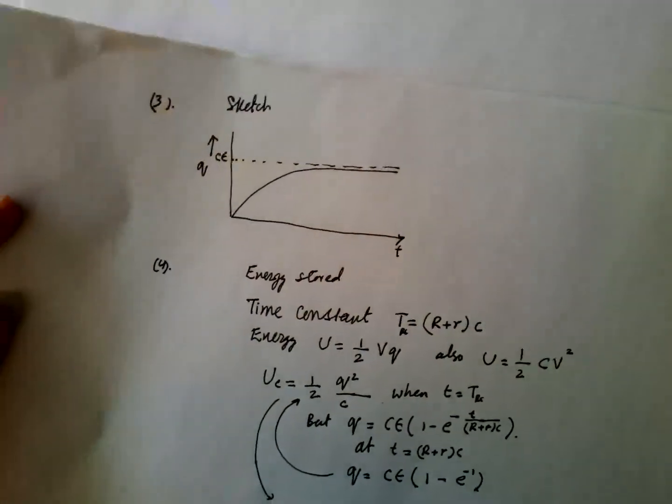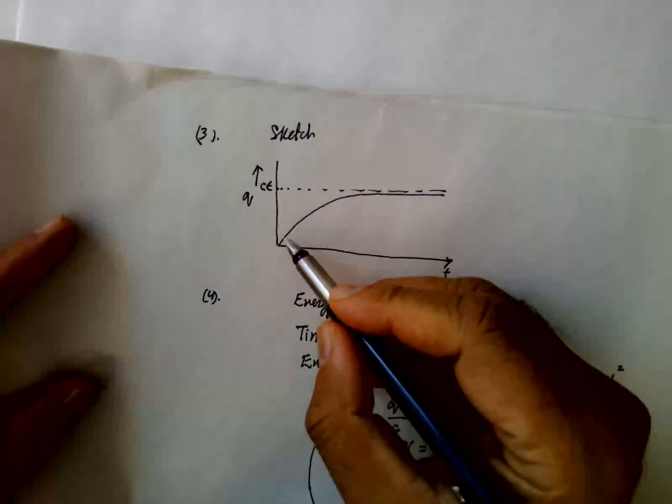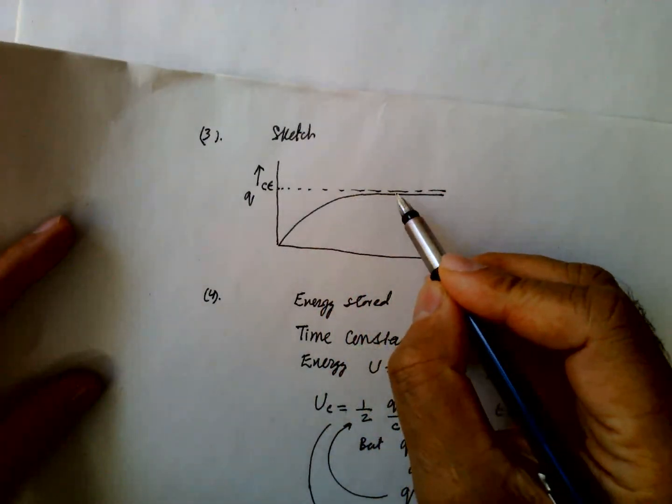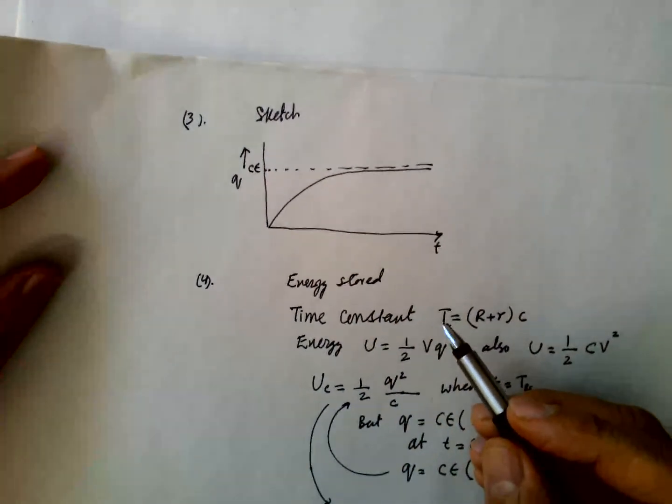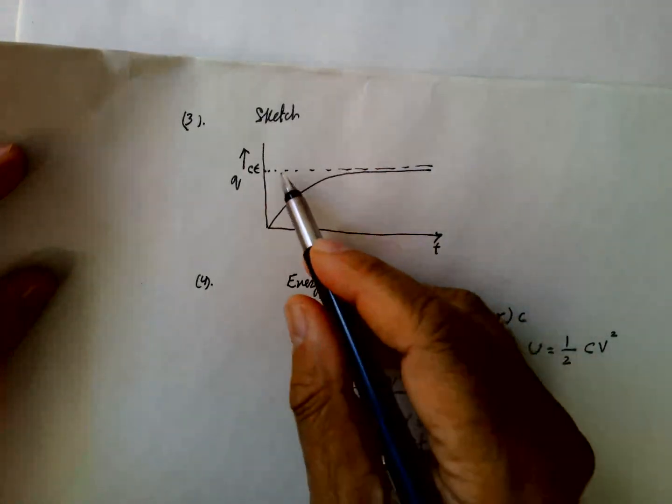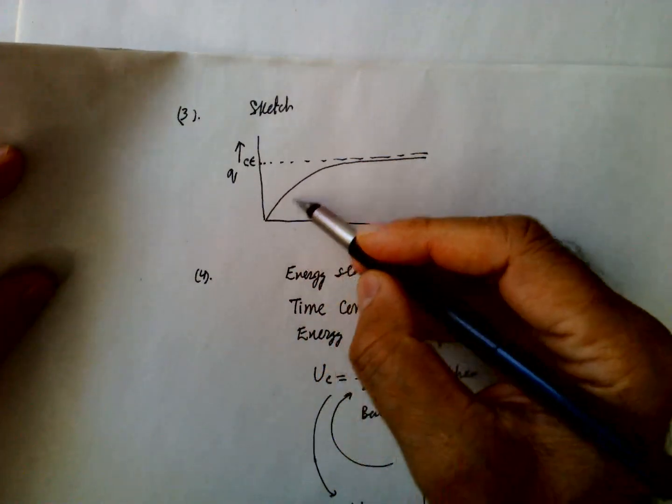So we will sketch the graph. This is the growth with 1 minus the exponential. Otherwise, it is like this one.